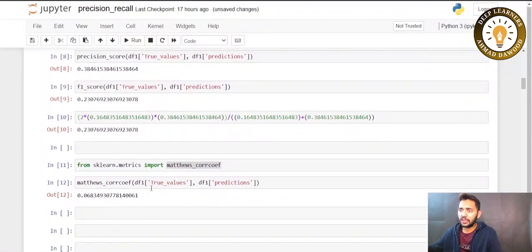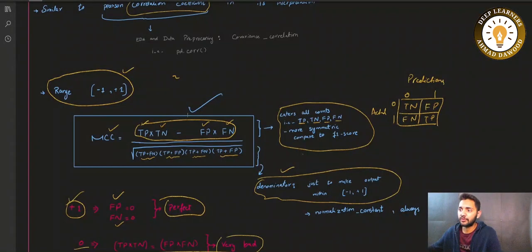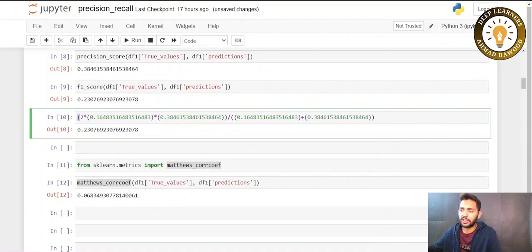But the aim here is not to evaluate a real classifier, just to give an idea that the Matthews correlation coefficient is available from sklearn. You can simply use that. And this is its formula. If you want to code it by yourself, it's very easy, like we did for the case of F1 score.